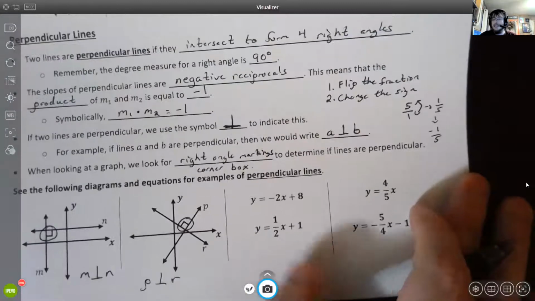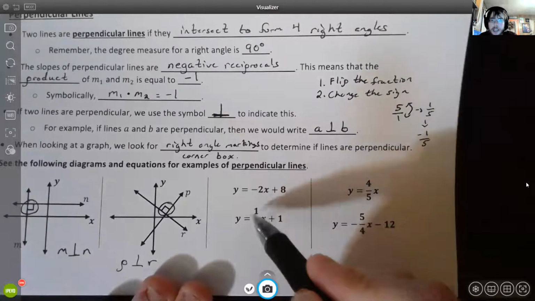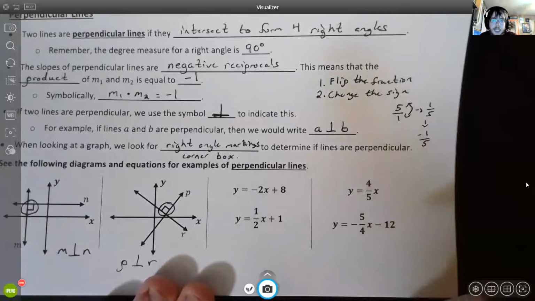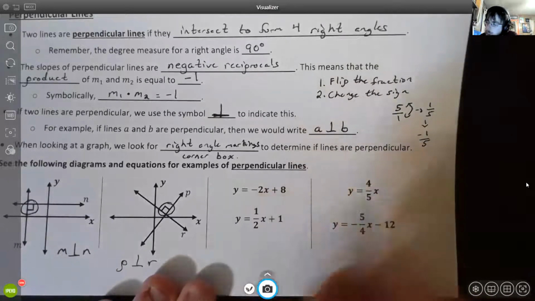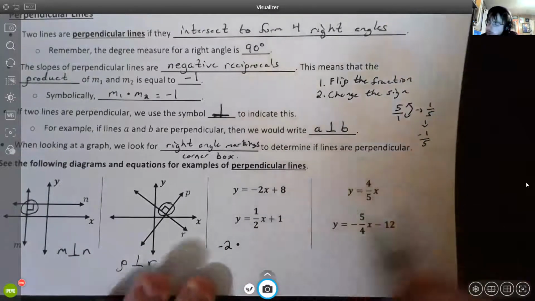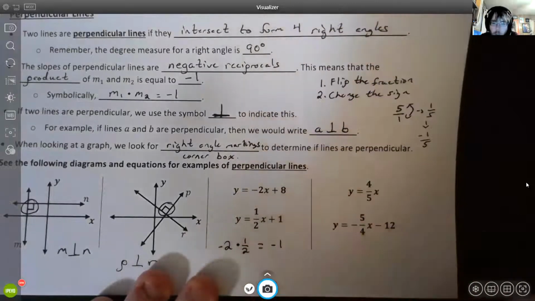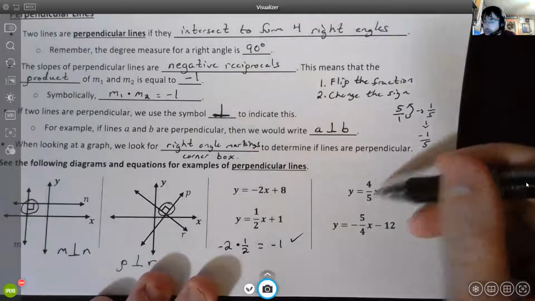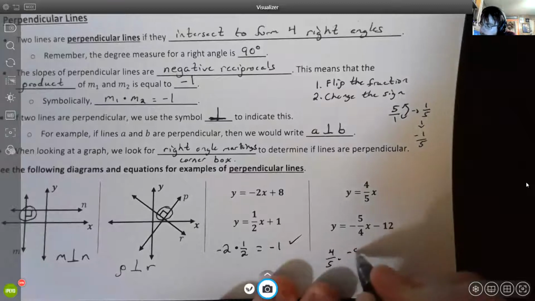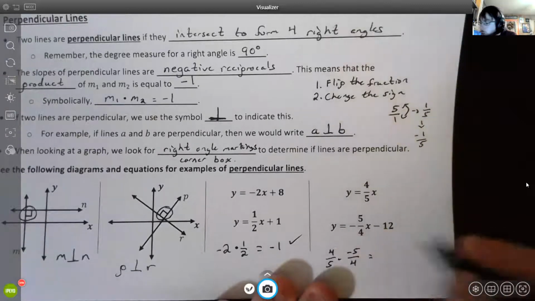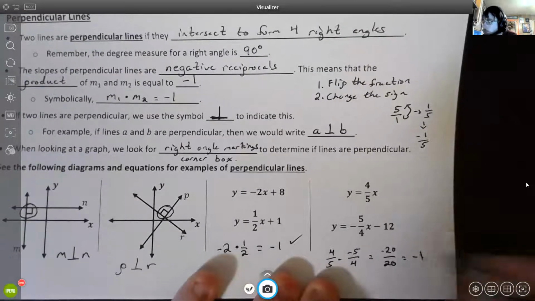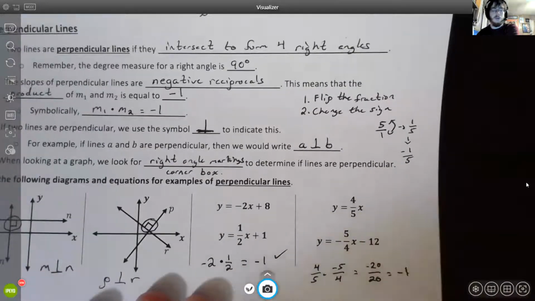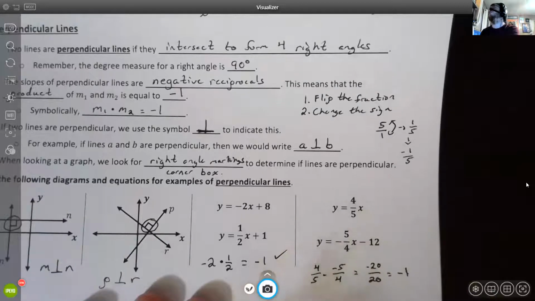All right, next up, if we look at the two sets of lines here, remember that the product of the slopes of two lines must be equal to -1 for them to be perpendicular. So here, your first slope is -2, and you multiply that by your second slope, which is 1/2, and that gives you -1. So these indeed are perpendicular. Similarly, here, 4/5 times -5/4 gives you -20 over 20, which is -1. So the product of their slopes must be equal to -1. They must be negative reciprocals to be perpendicular. Parallel's easy. Are they the same slope? Yes, then they're parallel. If no, then they're not.